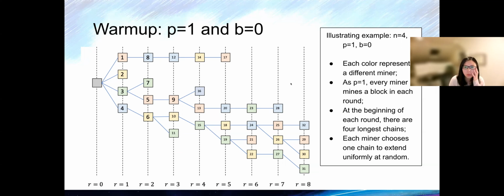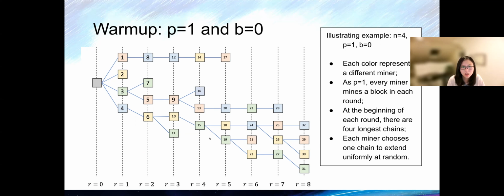In this figure, we use different colors to represent the different miners. We have a blue miner, pink miner, yellow miner, and green miner. This block is the block mined by the blue miner in round 5, and similarly, this is the block mined by the green miner in round 2, and so on. In each round, there are 4 blocks because p equals 1 and n equals 4. At the end of round 8, we have these 4 chains as the longest chains in the system.